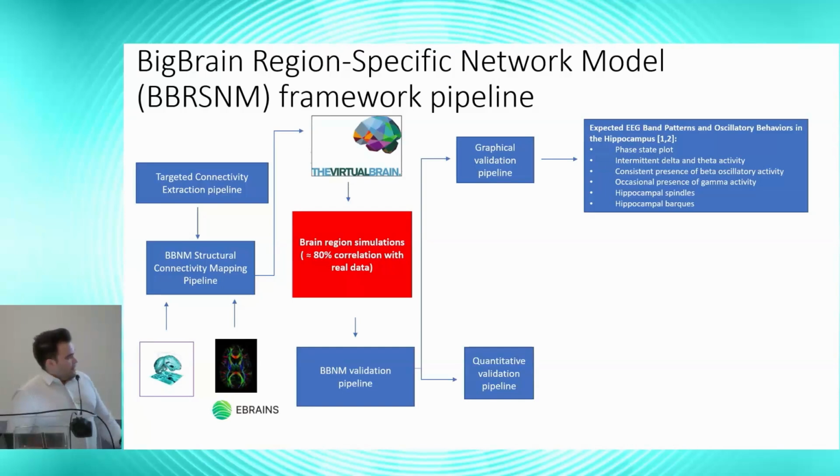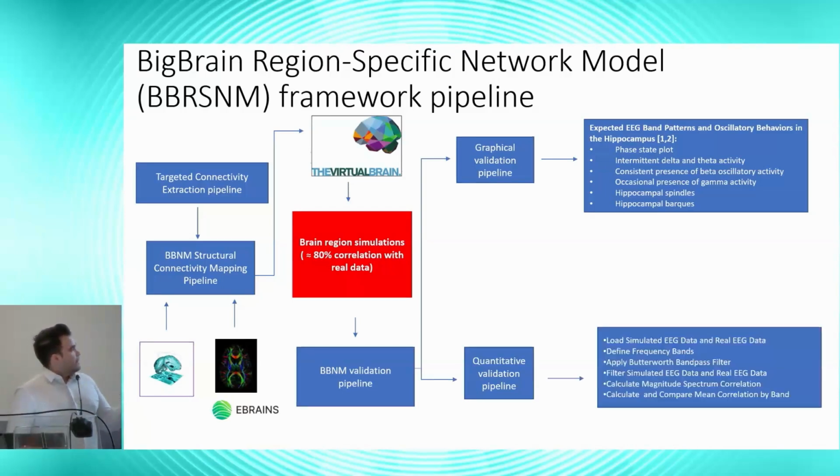And as part of the validation pipeline, we also have a quantitative validation that loads the real data and the simulated data, filters this data for different frequencies, and calculates the magnitude spectrum correlation and compares it for each frequency band.